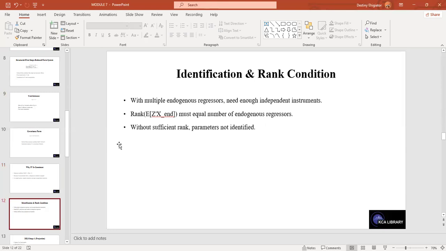Order and rank conditions. With multiple endogenous regressors, you need enough independent instruments. The rank of this formula here must equal the number of endogenous regressors. Without sufficient rank, parameters are not identified.